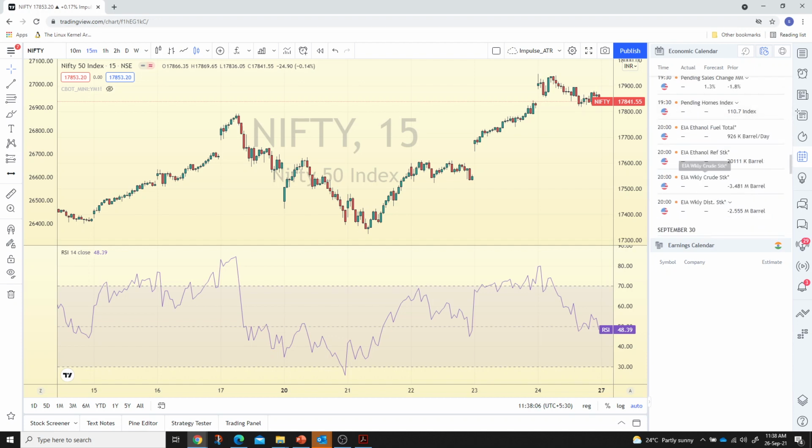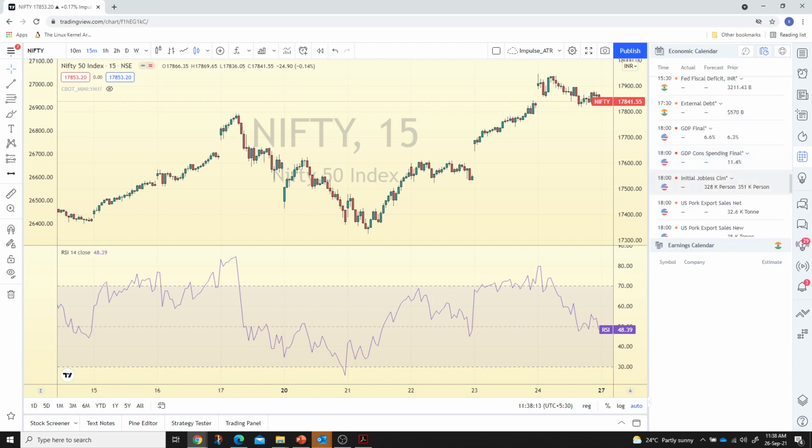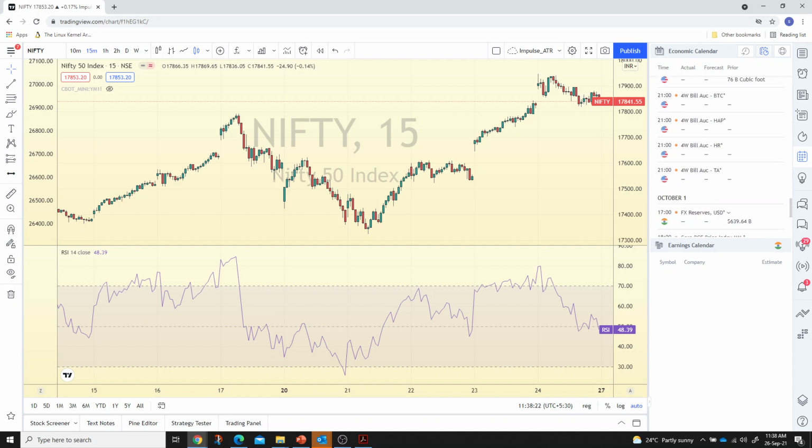Indian market, I think there is an upcoming fiscal deficit number which will be released on 30th, external debt. So these are important. You can keep a tab. This you need not do every day. You just get an idea when to trade, when volatility will be high, and so on for you to plan.